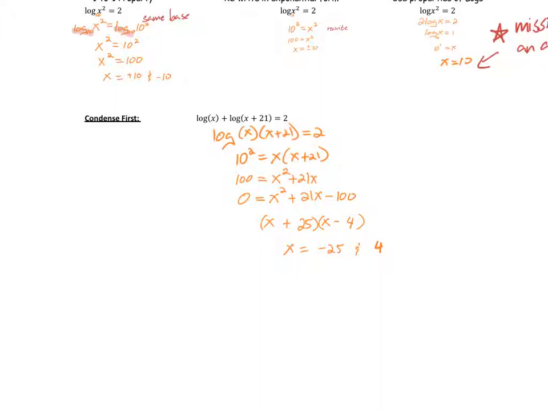So if I were to plug the 4 back in, does that cause any negatives? Well, 4 plus 21 is a positive, and 4 here, that's a positive. So this answer checks out. But negative 25, if I do negative 25 plus 21, that's going to give me a negative 4. So my negative 25 is not actually an answer. This is an extraneous solution here. So we'll get rid of that, and that means that x equals 4 is the only answer that's going to work here.